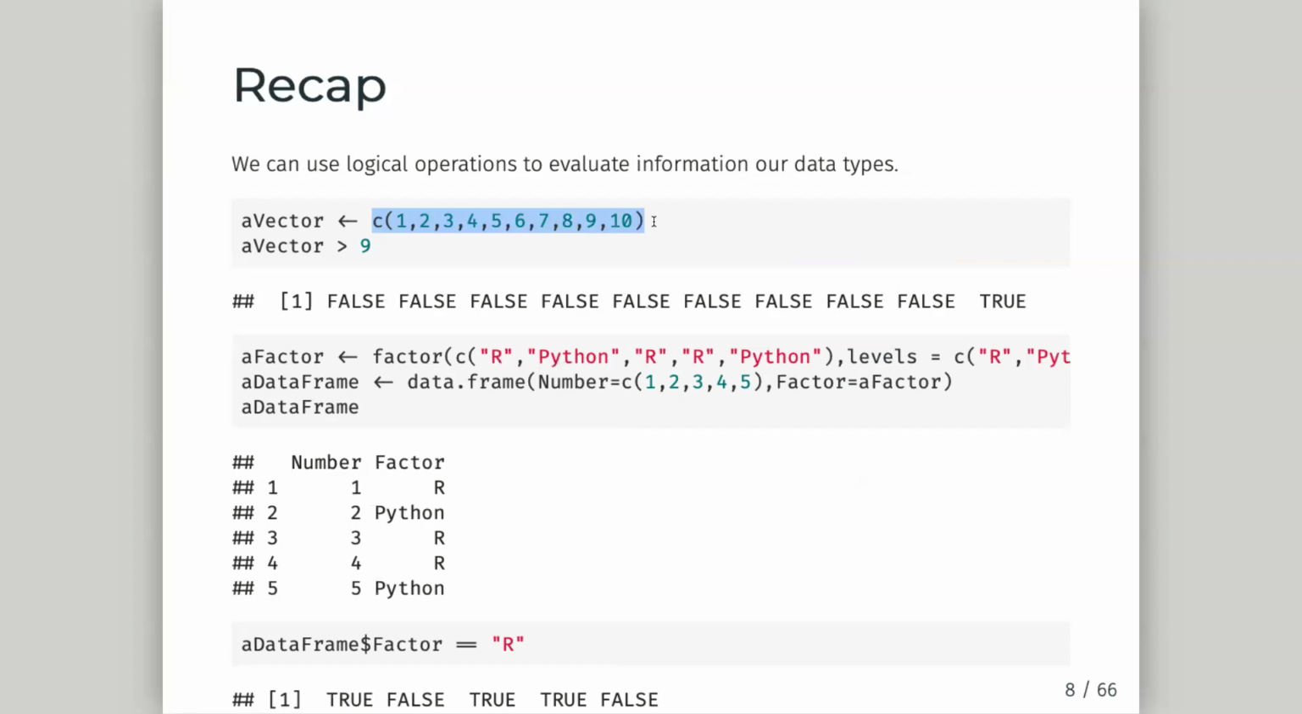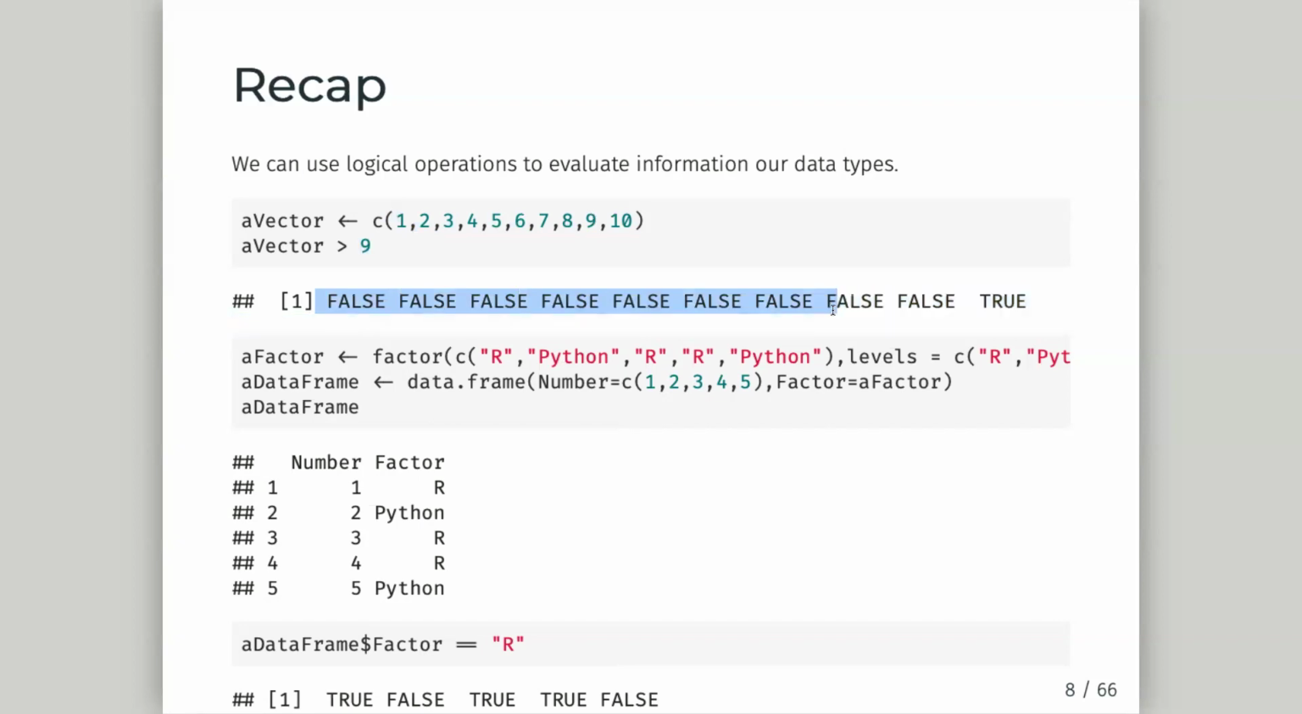So here I have a vector. If I want to evaluate which ones of these values are above 9, I can do a greater than 9, and it will turn my vector into a logical. It returns a logical vector of the same length, but now it will say FALSE when it's not true, which will be for the first 9 values. And the last value it's going to return TRUE because that value is above 9.